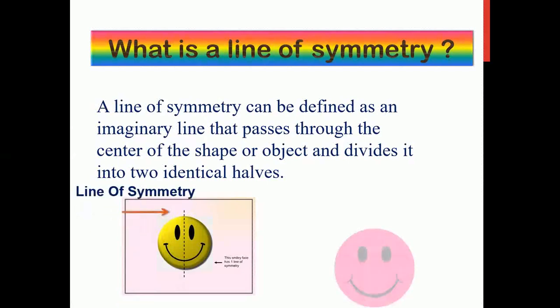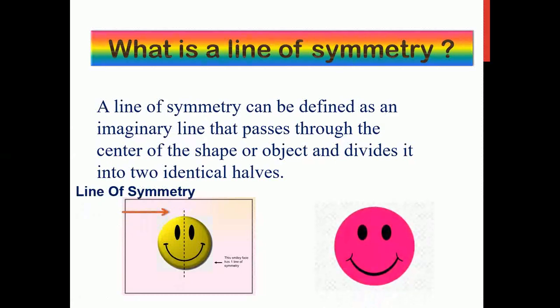Now there is another happy face on our screen that is of pink color. This pink color happy face is also divided horizontally by a straight line, and it has two halves as well. But the upper half is different than the lower half. So this line is just a straight line and it is not a line of symmetry.